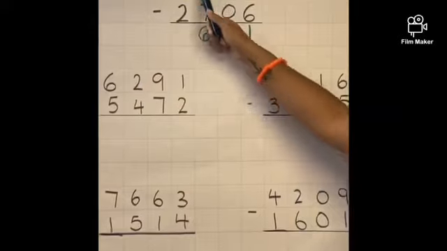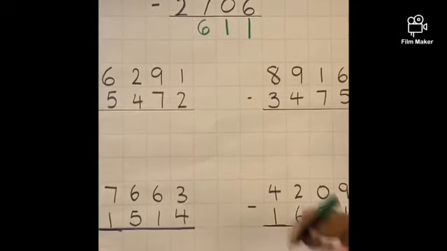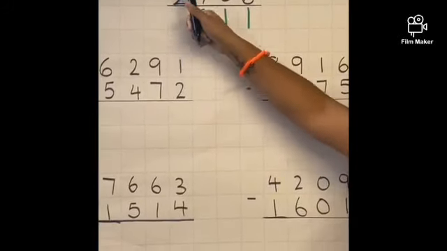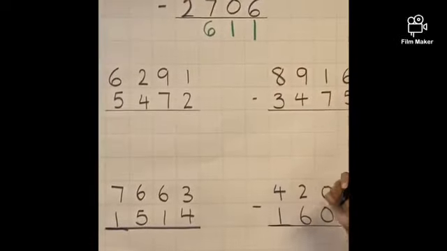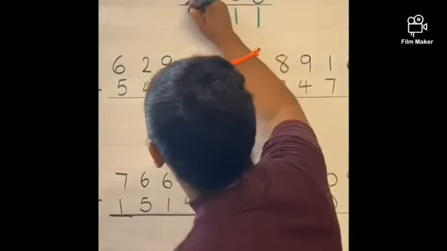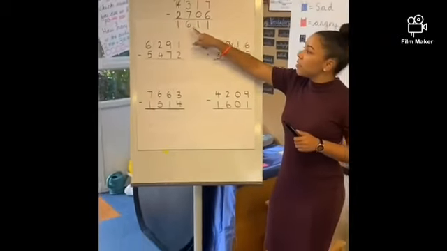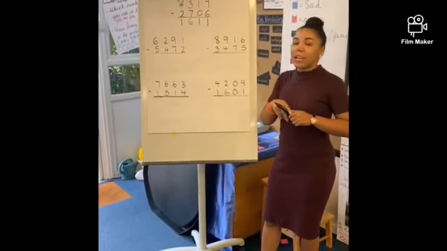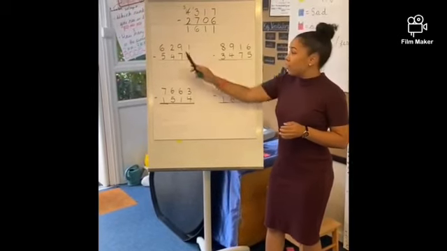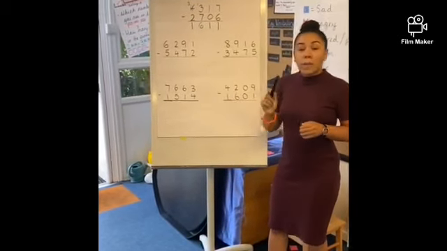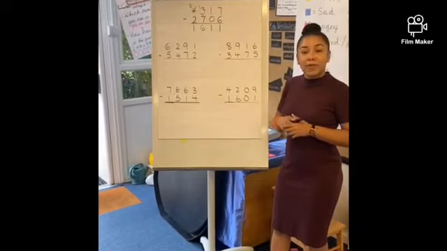Then I'm going to move over to my thousands column, and instead of 4 minus 2, it's now 3 minus 2, which is 1. So my final answer is 1,611, okay? See if you can do that with these 4 questions. Pause the video and then we'll come back and go through them together.